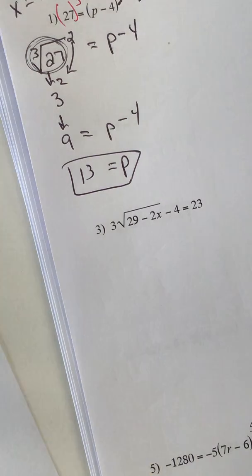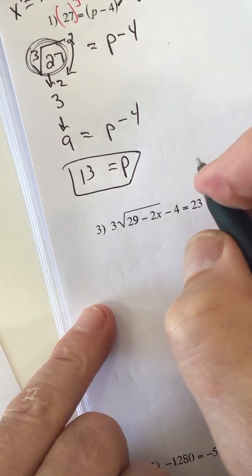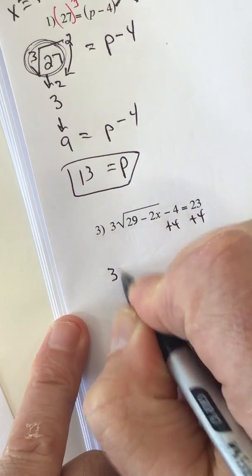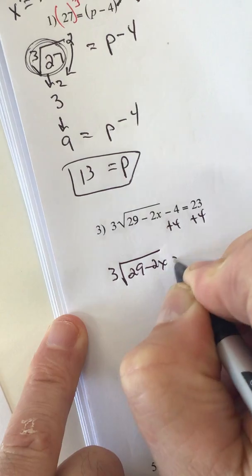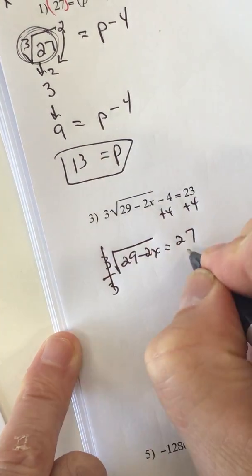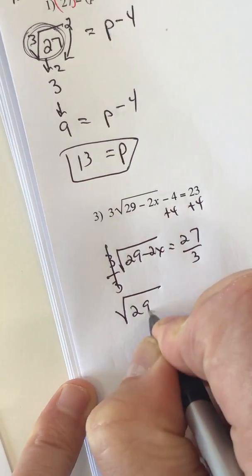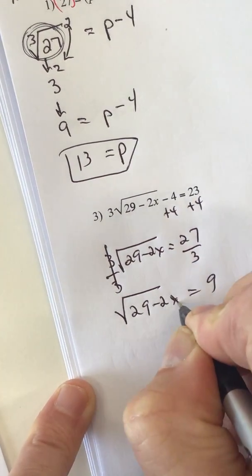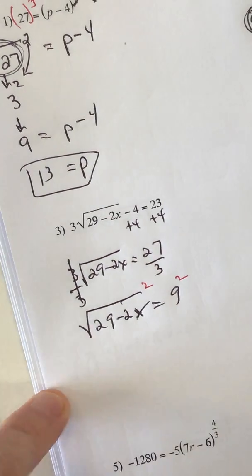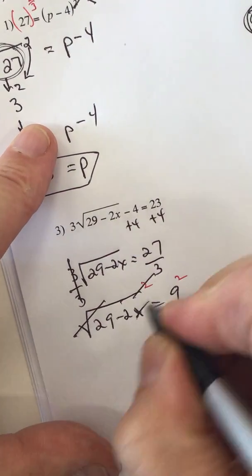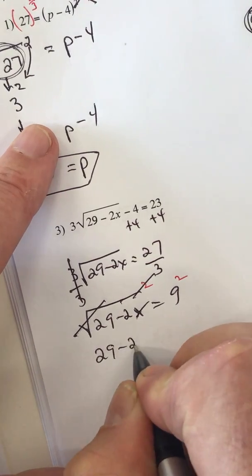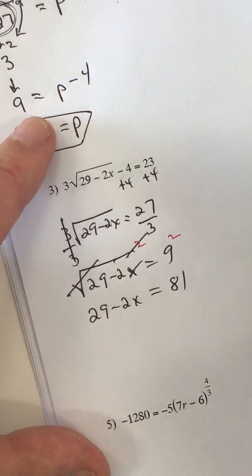Okay, number 3 is one like we just did. We can square both sides, but we've got some work to do. Before we do that, we've got to add the 4. So I have 29 minus 2x equals 27. Still not ready to square both sides yet, so I've got to divide off the 3. So it's really the square root of 29 minus 2x equals 9. Now I can square both sides. So it's like the 1/2 power times power 2. So that's 29 minus 2x now equals 81, and just solve it from there.